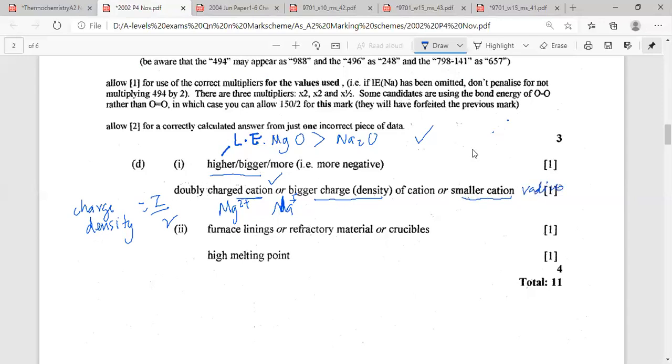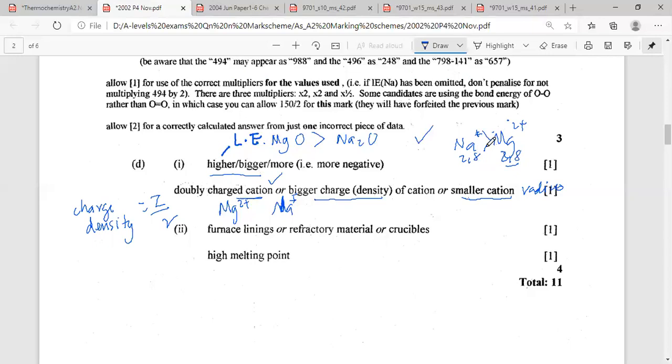Right, because it goes across the period here, sodium here, Mg here. This is 2,8, this is 2,8 also there, right? So a larger proton number will attract the 2,8 more, so it has a smaller, this larger radius. Either way you can say.